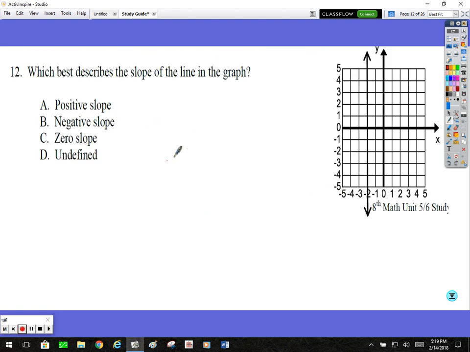Which one describes this line on the graph? Okay, well, if you look again, we talked about this just a few minutes ago. Positive, negative, 0, or undefined, right? Well, this line is going up and down, right? Okay, so if it's going up and down, we have undefined.